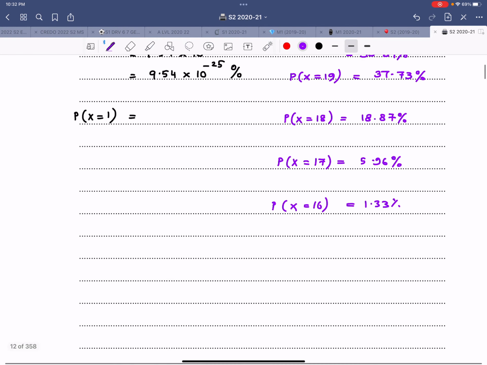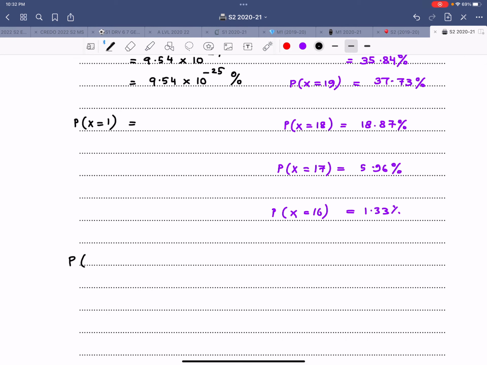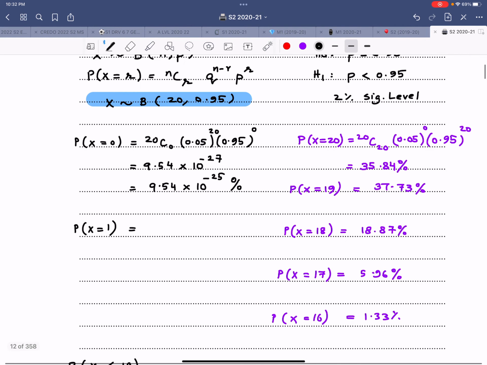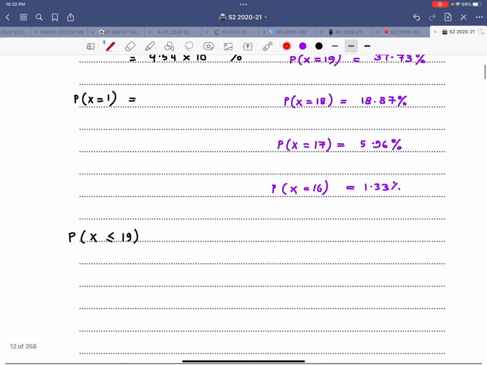That means my critical region would be something like this: probability x is less than or equal to 19. That means the probabilities are so high that I have to think like that. It's a lower tail test naturally, so the critical region would be in this direction.